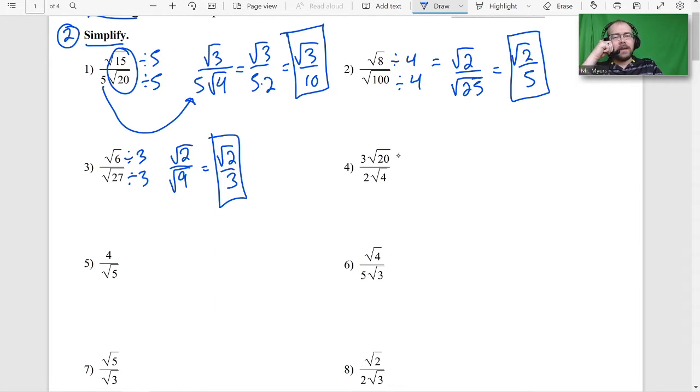This time we've got a number on the top and a number on the bottom. Both of these look like they divide by 4. 3 and 2 don't have anything in common, so we don't have to worry about that. 20 divided by 4 is 5, so I have 3 still. 4 divided by 4 is 1, so it's just the square root of 1, which is 1, so it just goes away. There's just a 2 left over, and that's it.